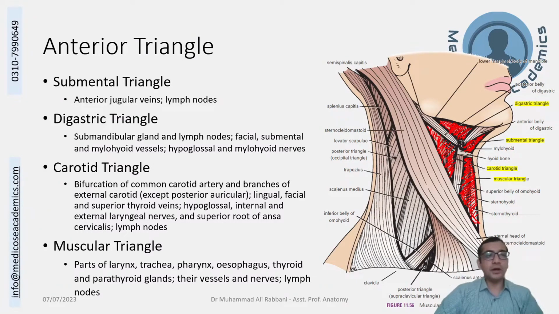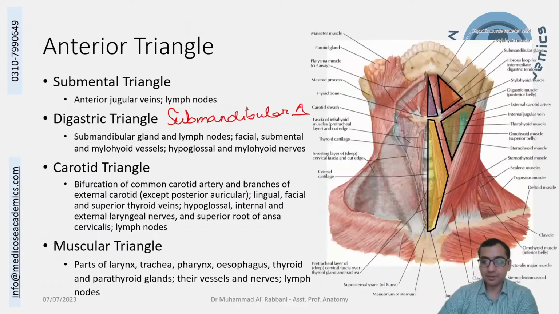But right now, I will just say to memorize these, and I will try a little with the submental triangle. In the submental triangle, this area, it contains the lymph nodes of the same name, the submental lymph nodes, and there will also be some anterior jugular veins present here.